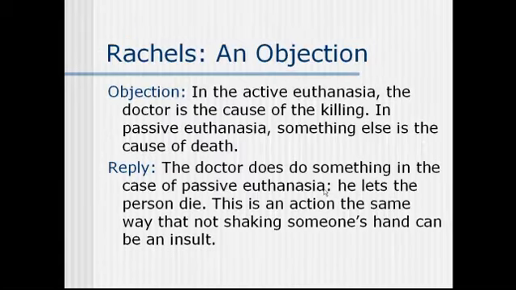All right, now there's one final objection that he talks about that's worth going into. People will often say that in active euthanasia, the doctor is the cause of the killing, and in passive euthanasia, something else is the cause of death. This is, in fact, what we'll see Callahan argue in a second. Rachel's reply here is that the doctor does do something in the case of passive euthanasia. He lets the person die. And here's a nice analogy. This is an action the same way that not shaking someone's hand can be an insult.